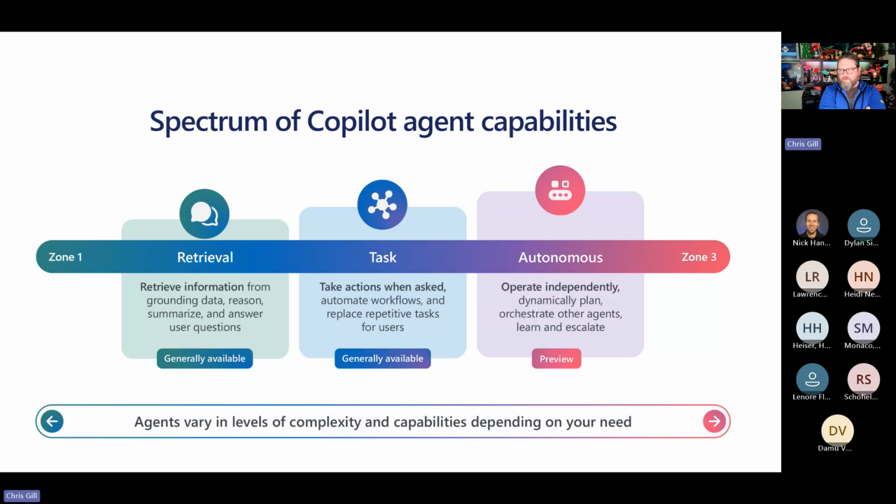What that also means is that when this risk increases across the spectrum, our controls also need to increase in scale as well. So that's where agent controls comes in.